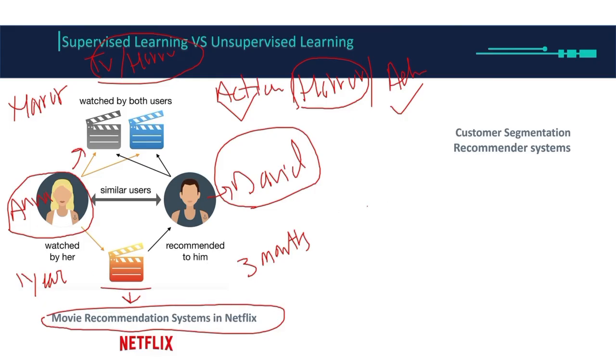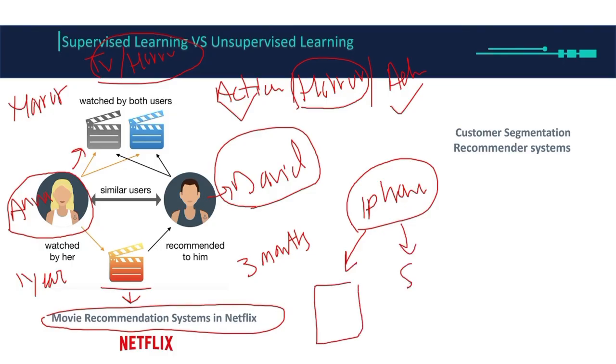Same thing in Amazon. If you buy a new iPhone, they will immediately tell you that most of the people who bought the iPhone also bought a cover, or a screen protector, or a power bank for the iPhone. It's the same thing. Here it was watching behavior, here it was buying behavior. This is the movie recommendation system in Netflix. This is the recommendation engine in Amazon. These are examples of customer segmentation and recommendation systems.